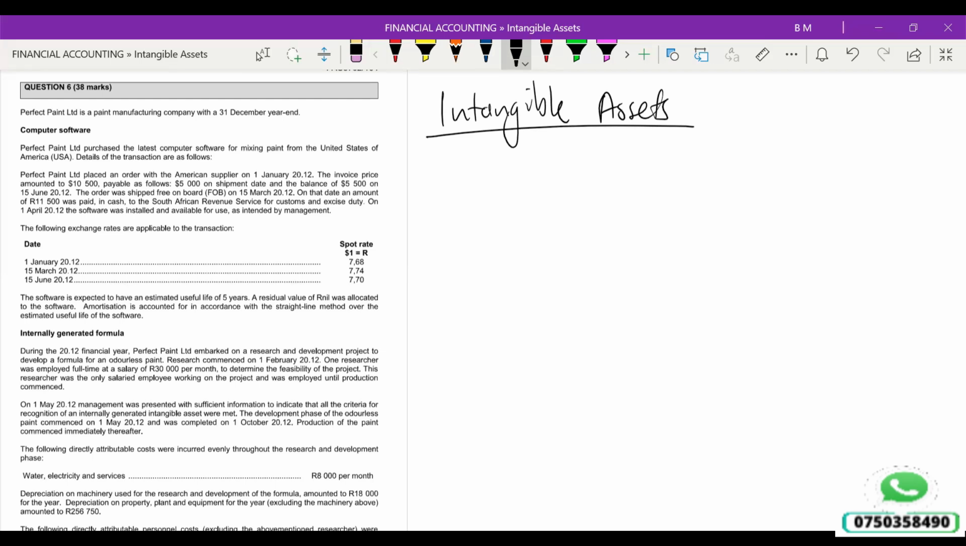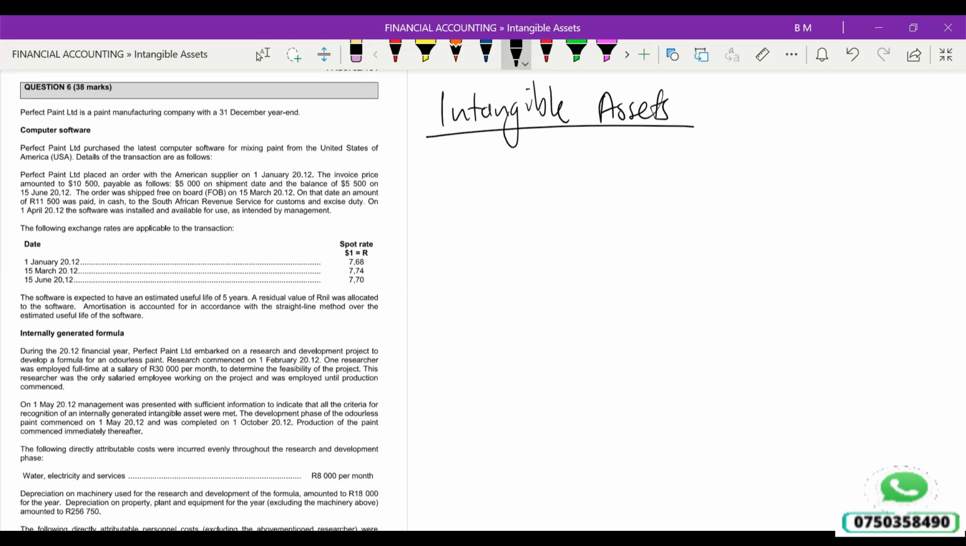So in other words, should I use the word invisible? Intangible assets like goodwill, right? That's an asset, but it's an intangible asset. We're talking of rights. You know, you have rights to broadcast one, two, three things. Those are intangible assets. So it's assets that don't have a physical form.